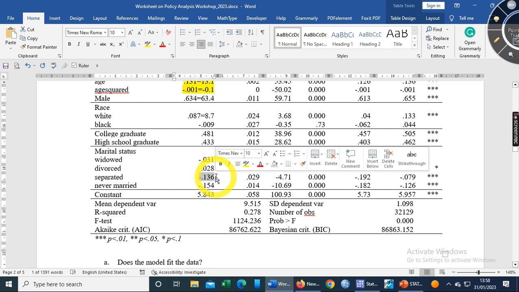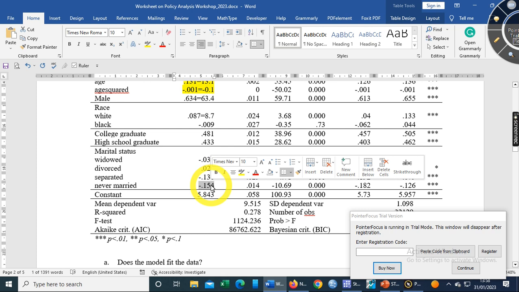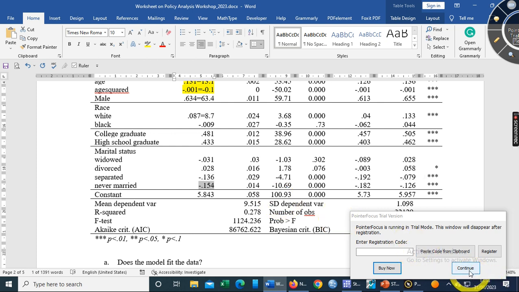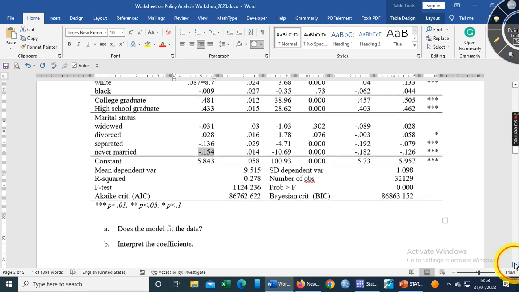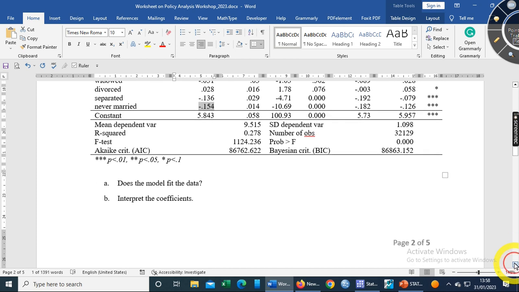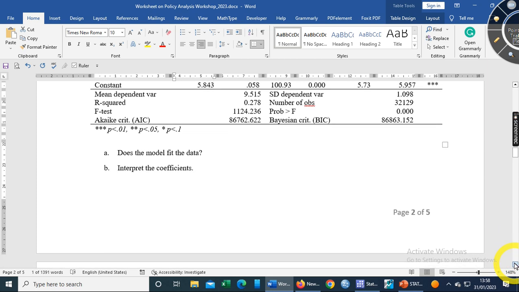Separated earns 13.6% lower income when compared with married, and never married earned less income, which is lower by 15.4% when we compare it with married individuals. This is the interpretation, and I hope we are done with question number 2. Yes, the model fits the data very well because R square is statistically significant.